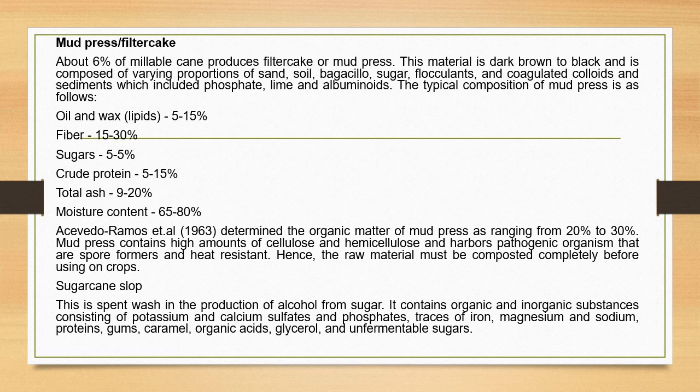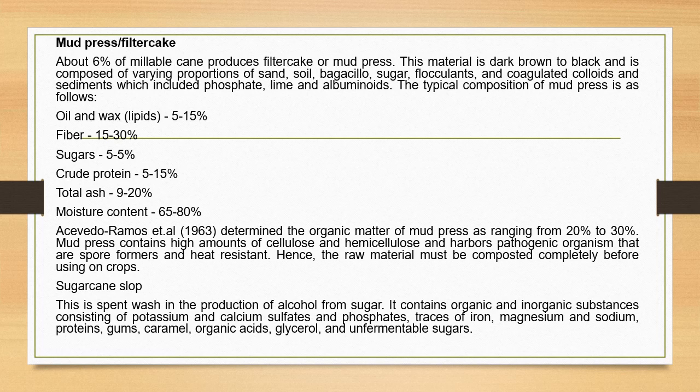Acevedo Ramos determined the organic matter of mud press as ranging from 20 to 30%. Mud press contains high amounts of cellulose and hemicellulose and harbors pathogenic organisms that are spore formers and heat resistant. Hence, the raw material must be composted completely before using on crops.